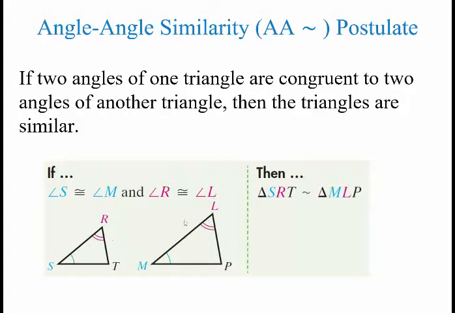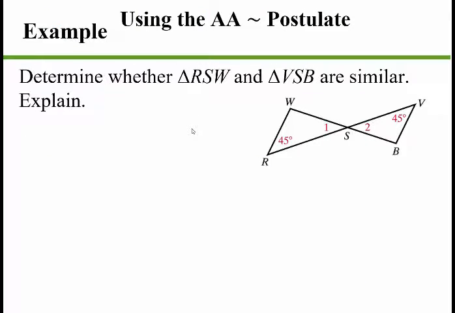So if you look here, we have this triangle and this triangle. If the corresponding angle S is congruent to its corresponding angle M, and corresponding angle R is congruent to its corresponding angle L, then we can say that triangle SRT is similar to triangle MLP. So all you have to do is show that two corresponding angles are congruent, then therefore the two triangles are similar.